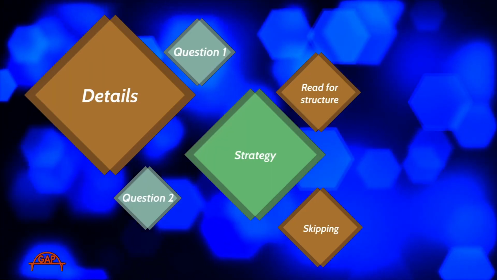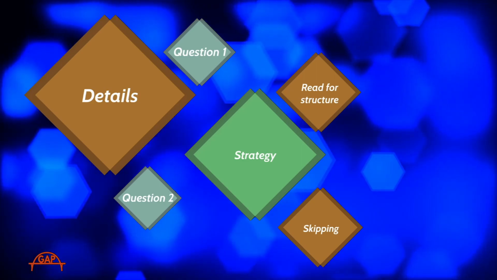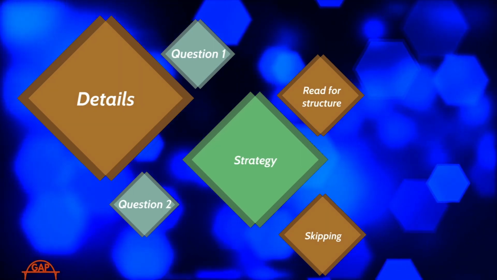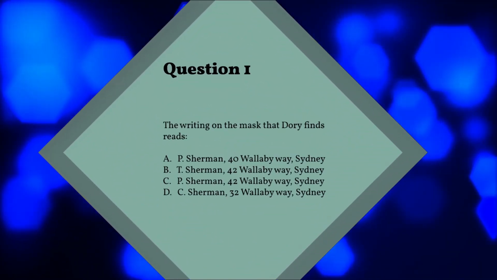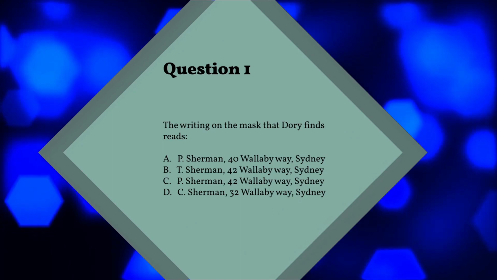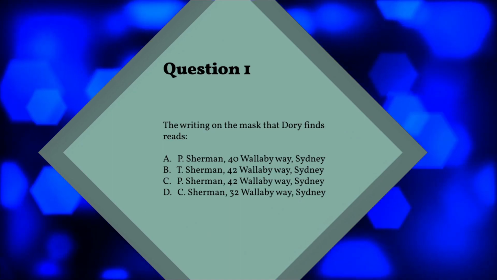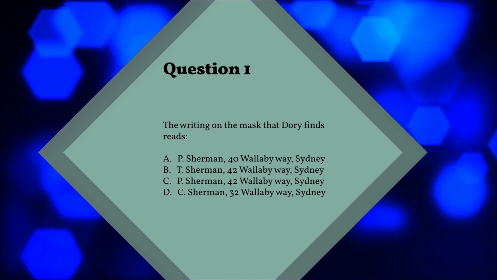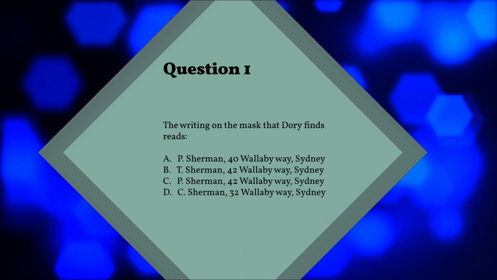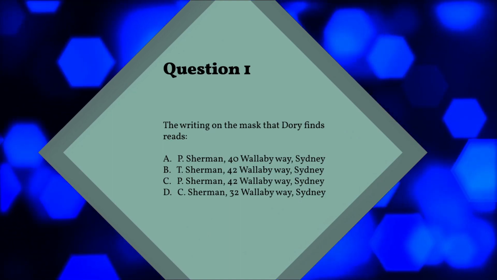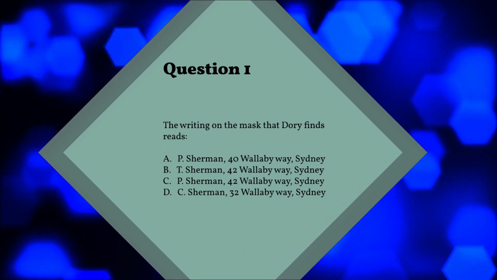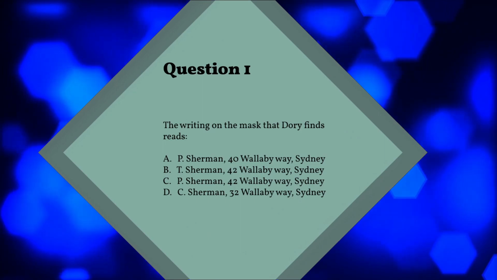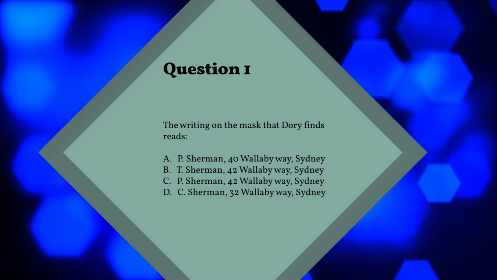Hello, and welcome back to the Great Aspirations ACT Prep Series. In this video, we're going to look at reading detail questions, starting with this one made from the clip. The writing on the mask that Dory finds reads, A. P. Sherman, 40 Wallaby Way, Sydney. B. T. Sherman, 42 Wallaby Way, Sydney. C. P. Sherman, 42 Wallaby Way, Sydney. Or D. C. Sherman, 32 Wallaby Way, Sydney.